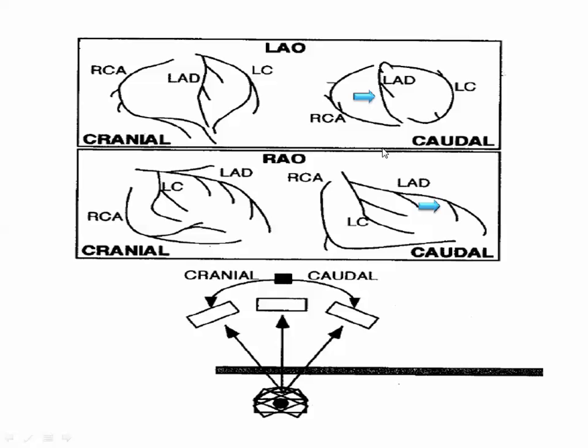So if the LAD and LCX are overlapping, and there is a lesion in the LCX but the overlap prevents me from seeing it, you want to increase the caudal view, say 30, 20 caudal. To see the LCX more, what will you do? Increase the caudal. Once you increase the caudal, the LCX will descend more. It straightens, descends, and you will be able to see it. And the opposite for the cranial, for the LAD.